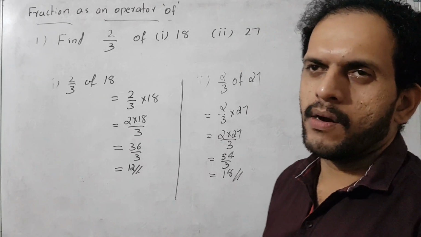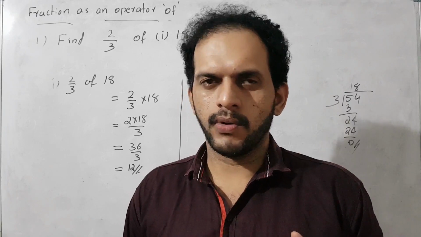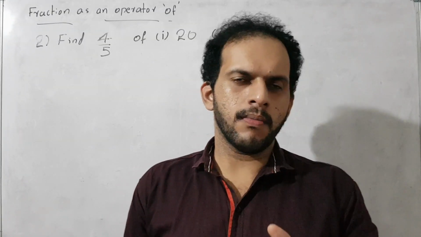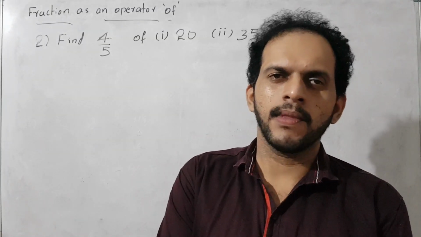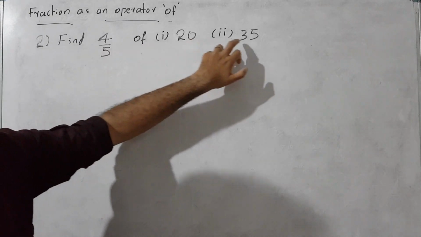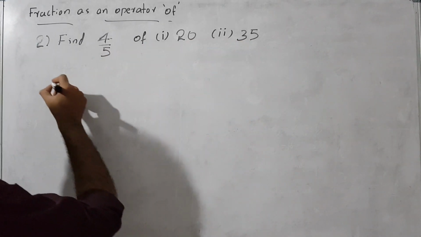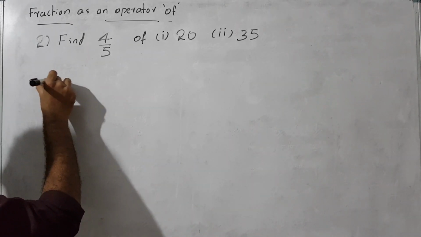Okay, it's an idea we follow in the case of "of". "Of" means into, multiplication. Okay, here we are doing one more question by the application of "of". What is the first question? The question is: find 4/5 of 20 and 35. Then how do we start the work? First, we start the work, listing.